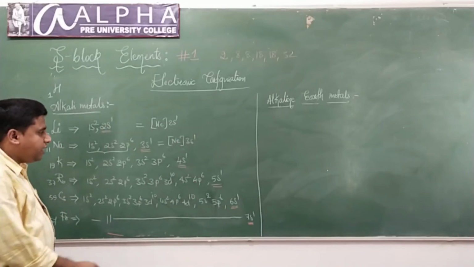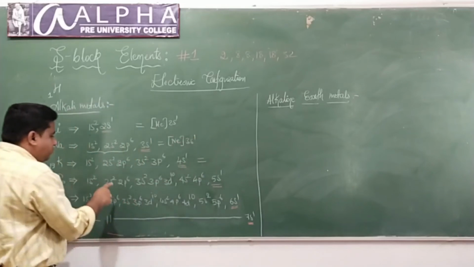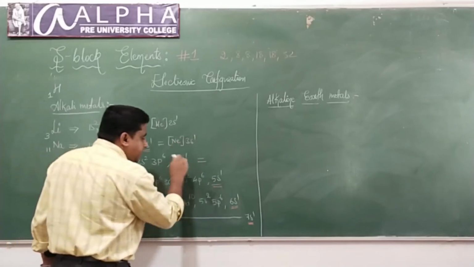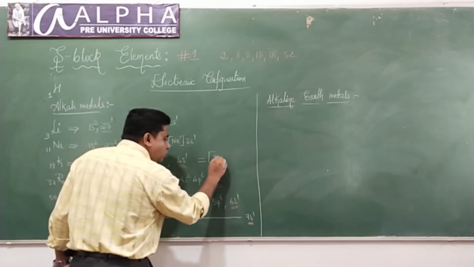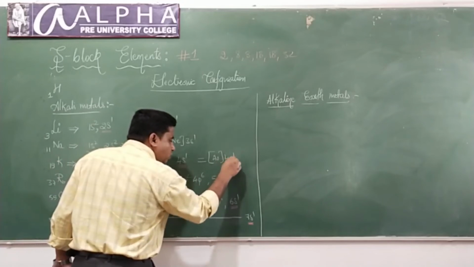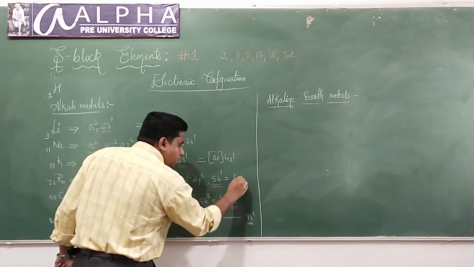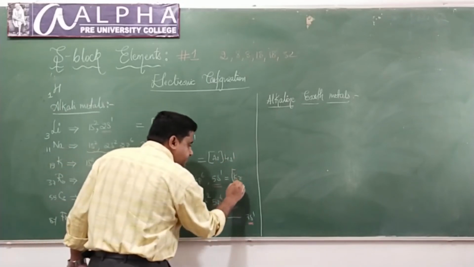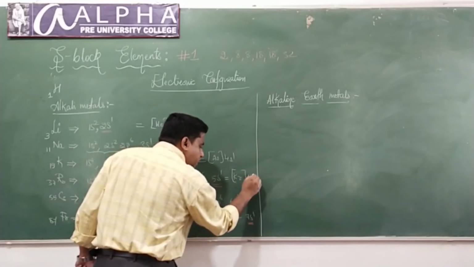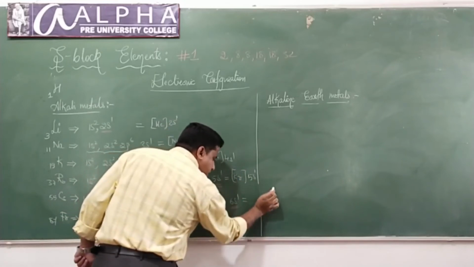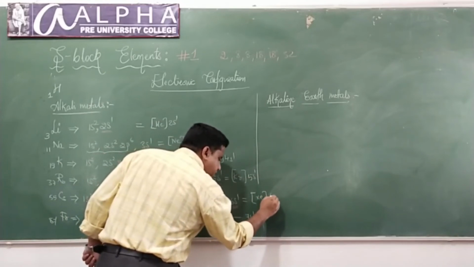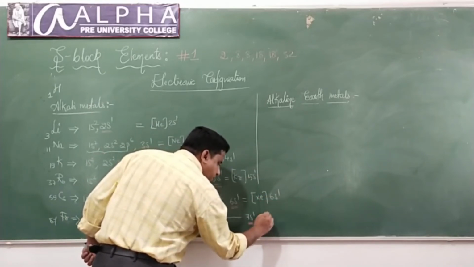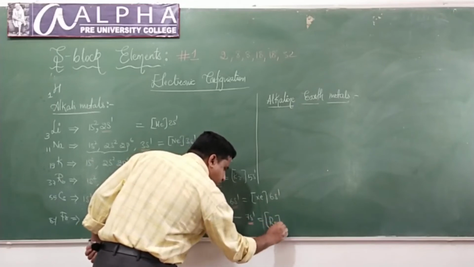Neon into 3s1. I can write this electronic configuration as 10 plus 2, 10 plus 8, 18. 18 is nothing but argon. So I can write this as argon core configuration into 4s1. Then krypton into 5s1. Next, this is going to be xenon configuration into 6s1, and this is going to be radon configuration into 7s1.